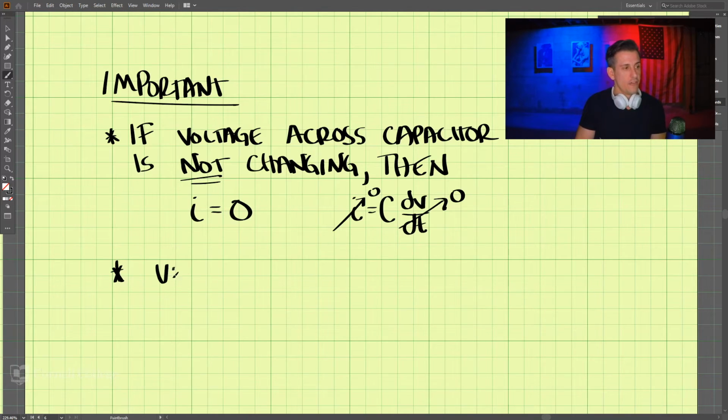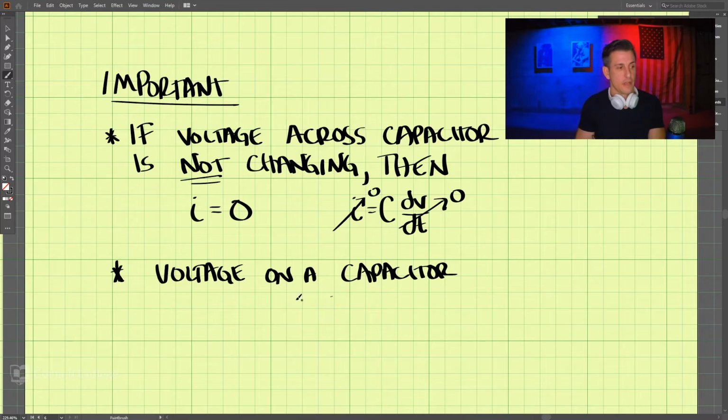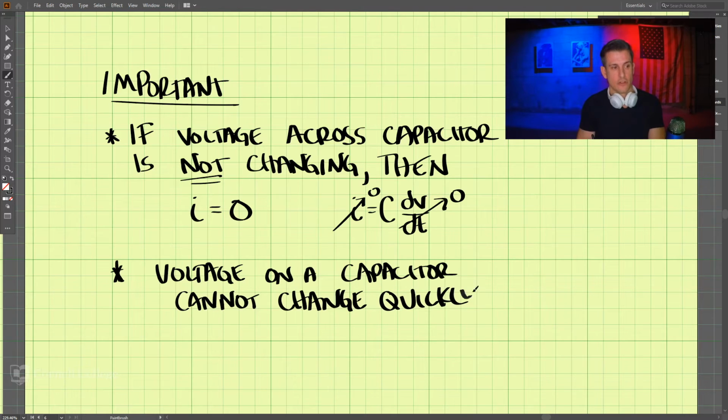Second, the voltage on a capacitor cannot change quickly. So the voltage across the capacitor cannot go from 0 to really big really quickly. It's a gradual change because the charge is building up and up and up. So it cannot change quickly. Okay?